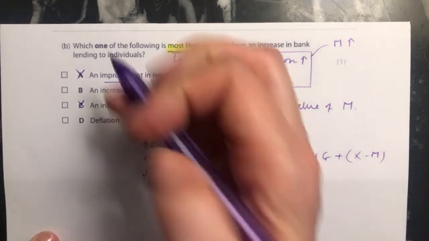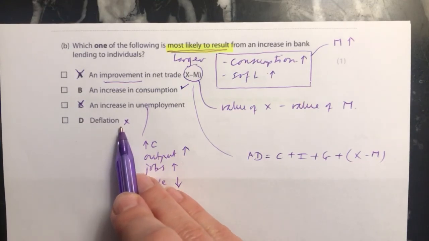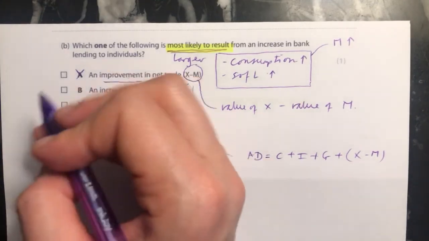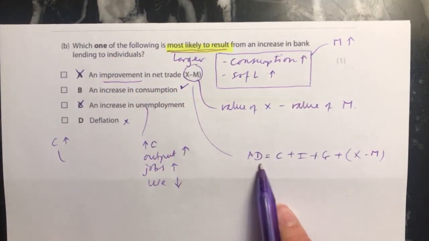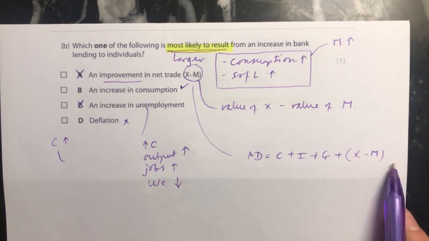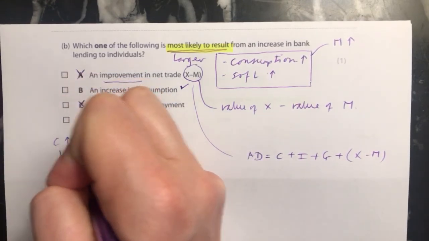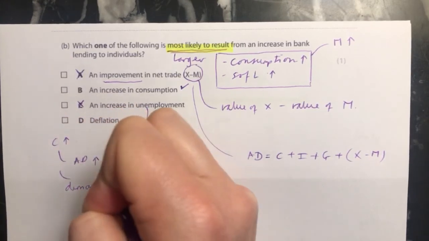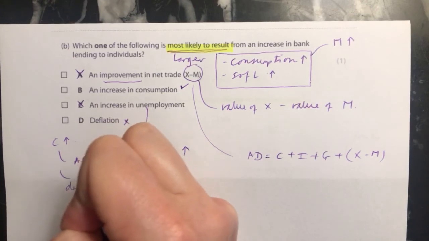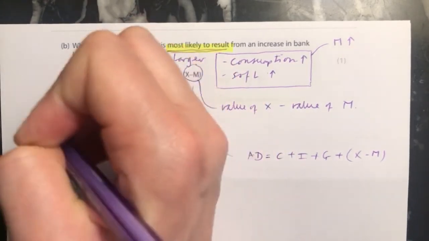The last one, deflation, that's also wrong. Deflation is a sustained decrease in the average price level. It's the opposite of inflation. And actually, if we have an increase in consumption, we know from this equation here that ceteris paribus, if everything else stays the same, if this goes up, then aggregate demand will go up. So if consumption goes up, aggregate demand goes up, and we may actually end up with demand pull inflation, and there may be a sustained increase in the average price level, which is actually inflation, not deflation. So this is also wrong.